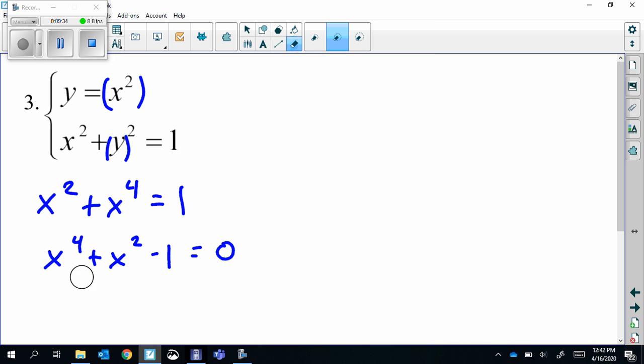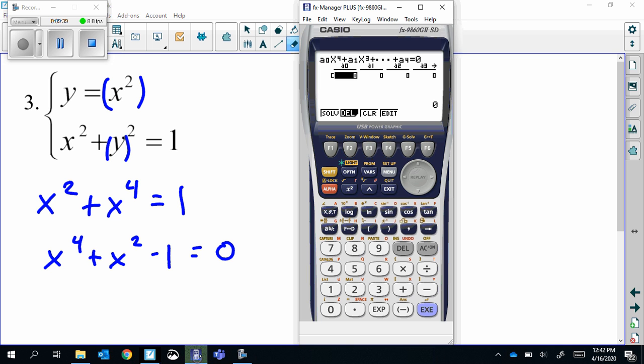Then you type in the coefficients. Remember that we got to skip over the x cubed as well as the linear x. So that's going to have coefficient of 1, and then a 0, and then a 1 for the x squared, a 0 for the linear term, and then a negative 1 for the constant. We can hit solve, and we get these two decimal answers. They're not really great answers to go with, but it will work out. We'll get some results here.